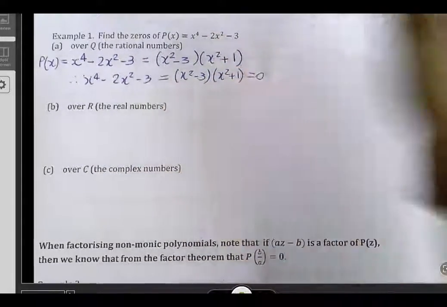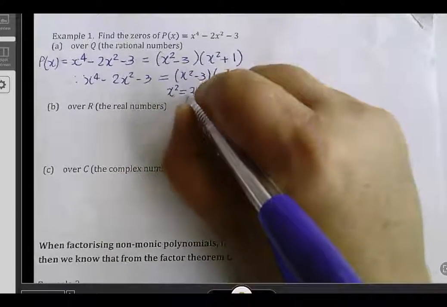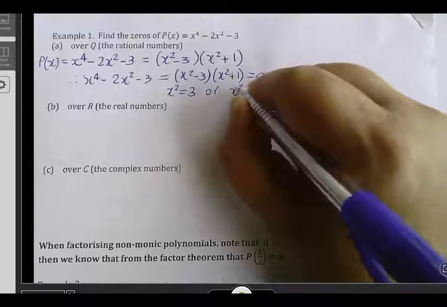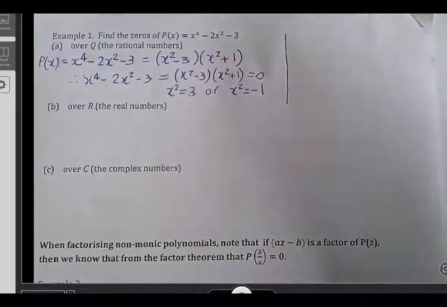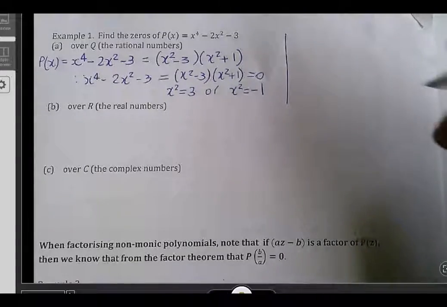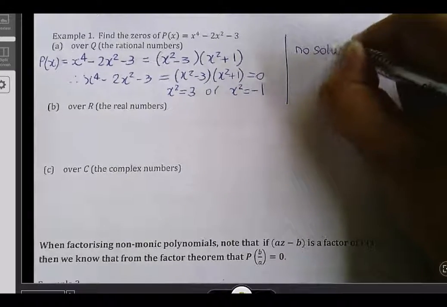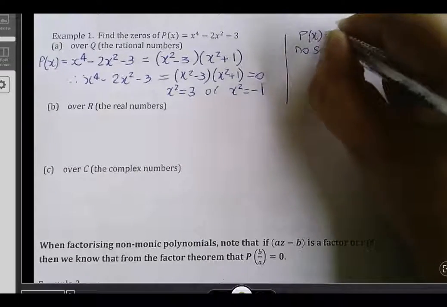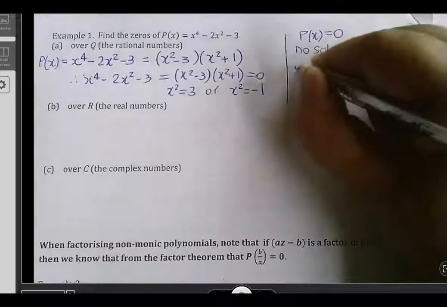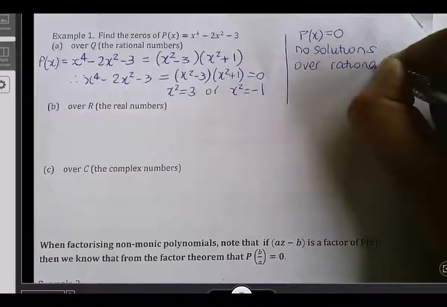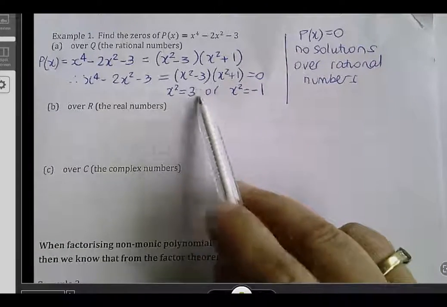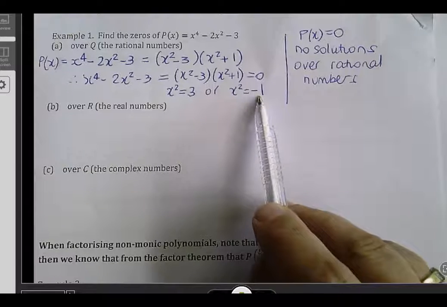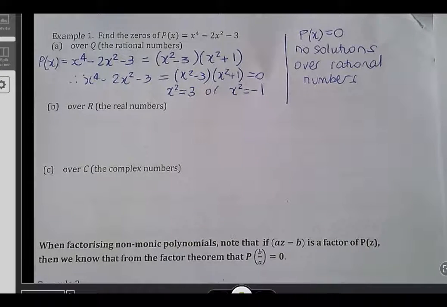If I put that equal to 0, what have I got? That x squared is 3 or x squared is -1. What's my solution for x squared is 3? Isn't it just plus or minus root 3? Is that a rational number? No. So this has no solutions. P(x) equals 0 has no solutions over the rational numbers, because the solution is going to be x is plus or minus root 3. And this one only has a complex number solution. Do you see that? x squared is negative 1 only has a complex number solution.